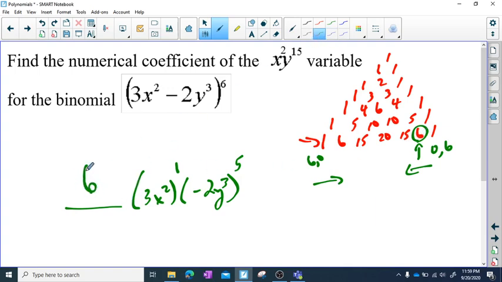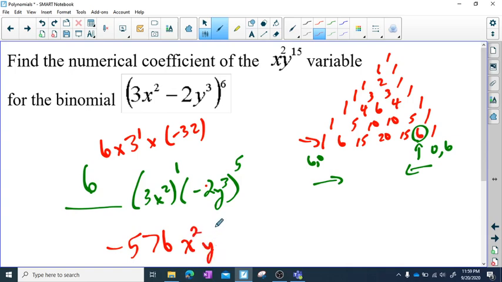We now have a 6, 3 to the 1, and negative 2 to the 5th power, which would be a negative 32. I need to know 18 times negative 32. So 18 times negative 32 is a negative 576. X will be squared and y will be to the 15th. So to answer their question, that is what we would call the numerical coefficient.